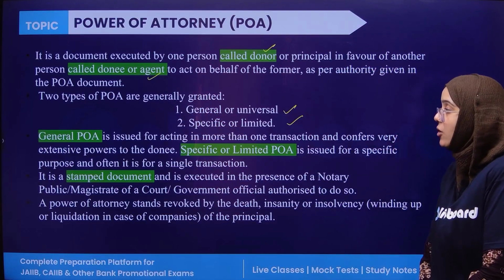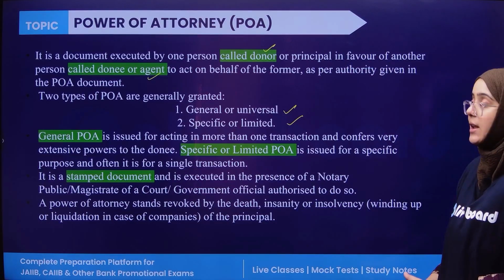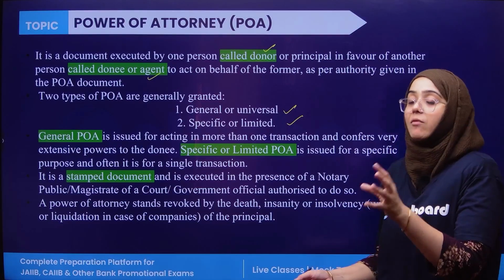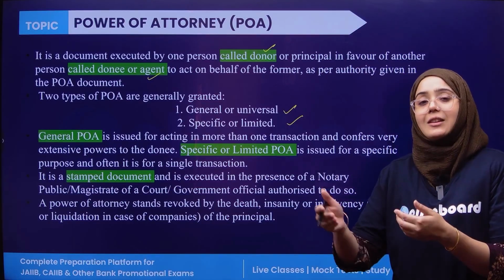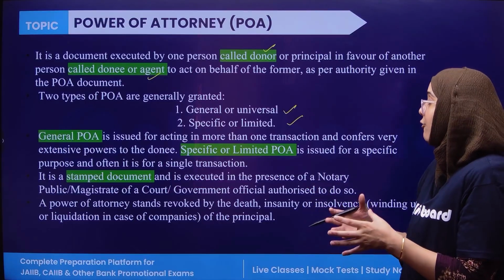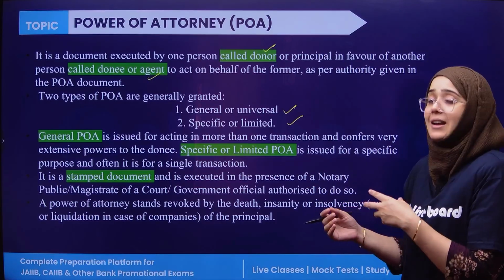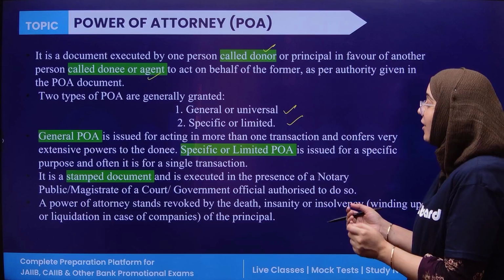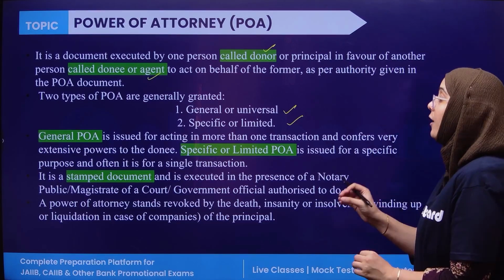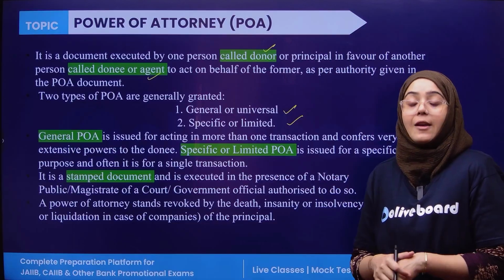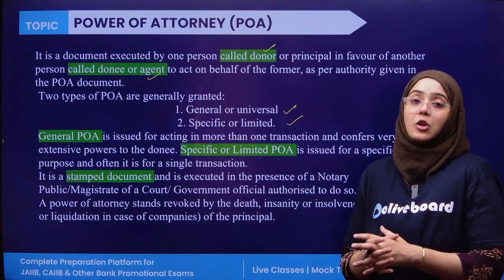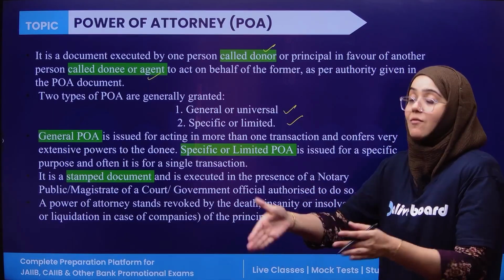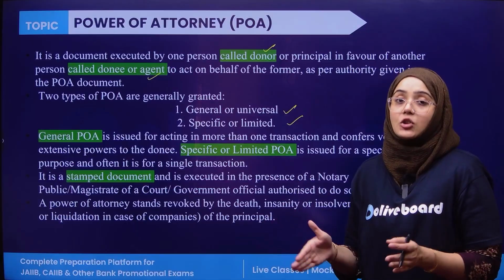Now, what is the general power of attorney? General power of attorney is actually issued for more than one transaction. You are not authorized for only one transaction; it is issued for a series of transactions, and it gives extensive power to the donee. Whereas a specific or limited power of attorney is for a single transaction. So if there is a single transaction which needs to be executed, this can be done through a specific or limited power of attorney. If there is more than one transaction, then this can be done via general power of attorney.